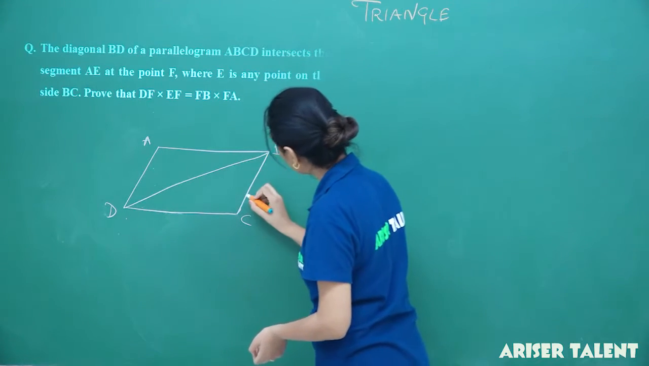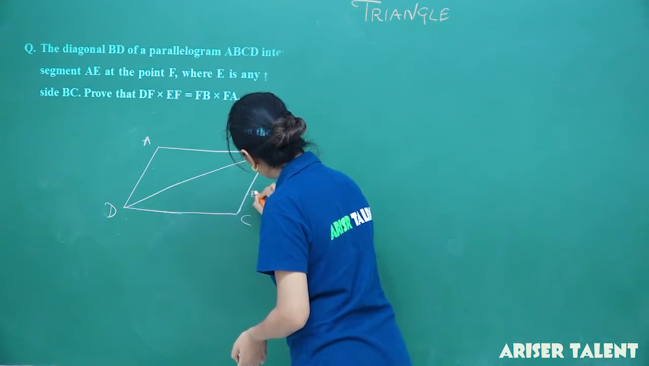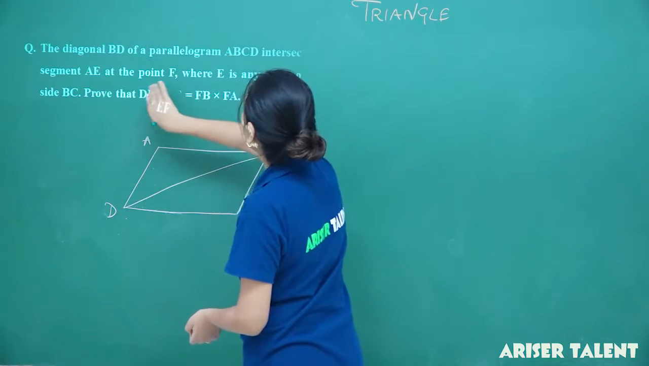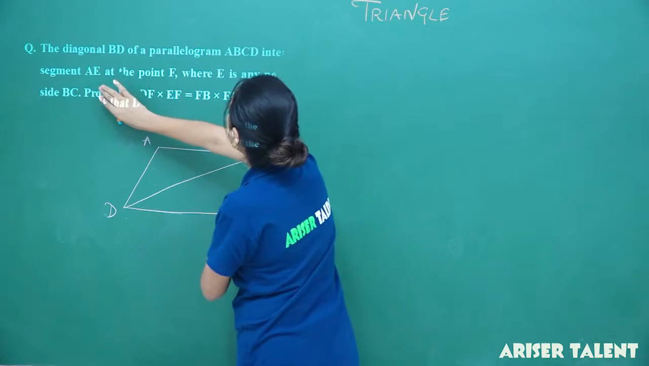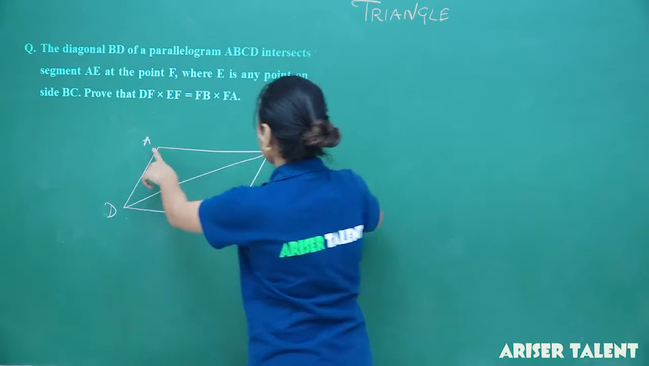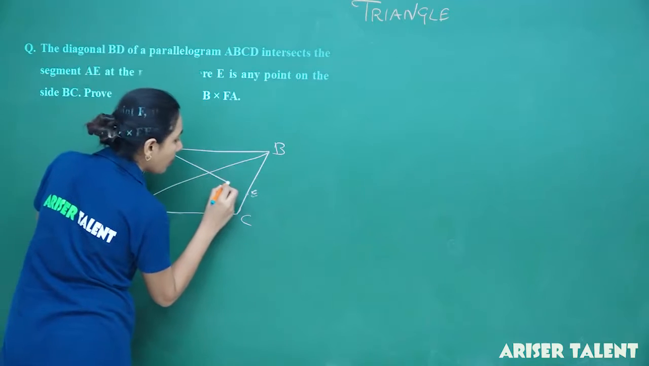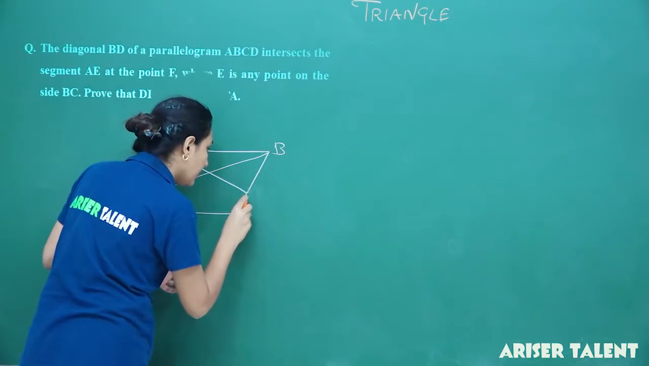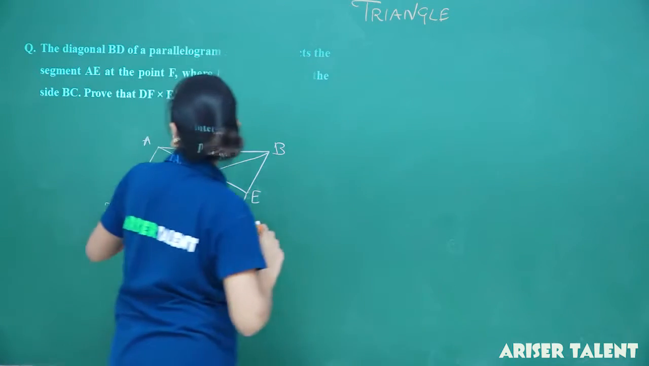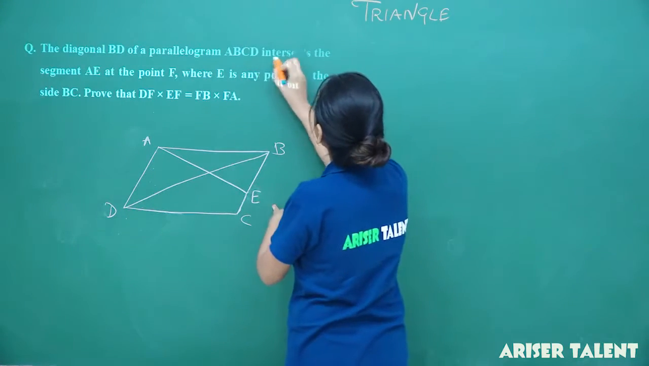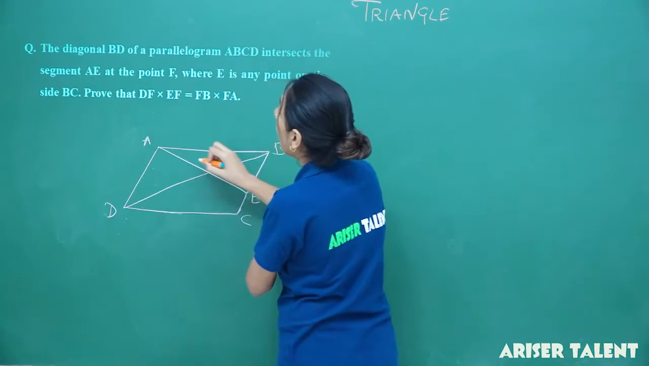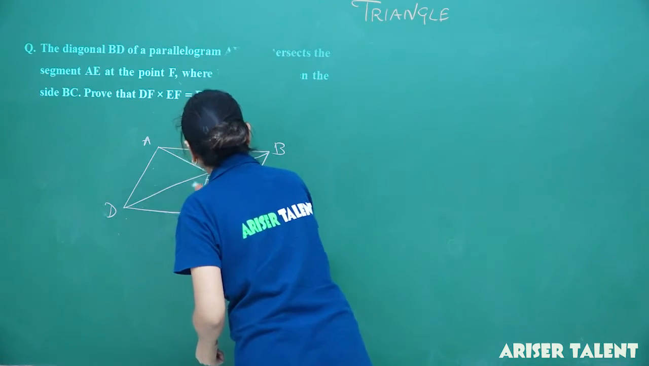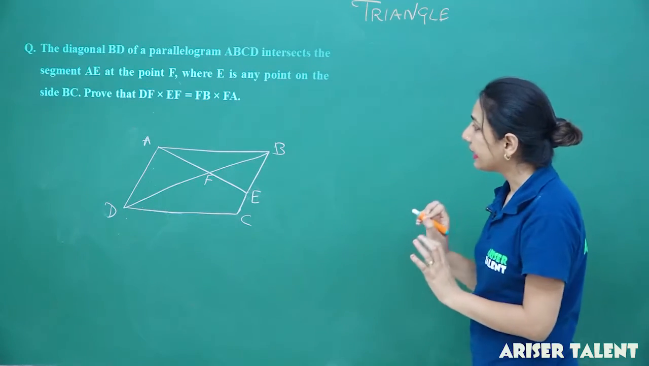Now on BC we have to take a point E. So let us call it point E. And what is it doing? Segment AE. What is AE? This is AE. So we are drawing the figure as mentioned. It intersects the segment AE at F, so the diagonal will intersect at a point F. So this is the required diagram.